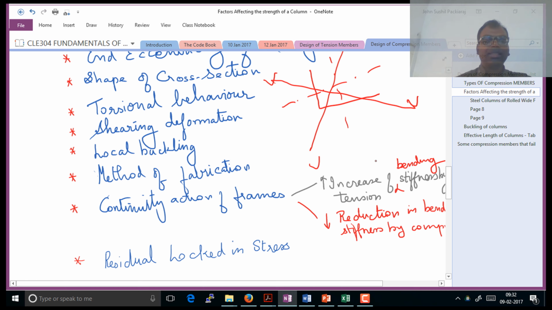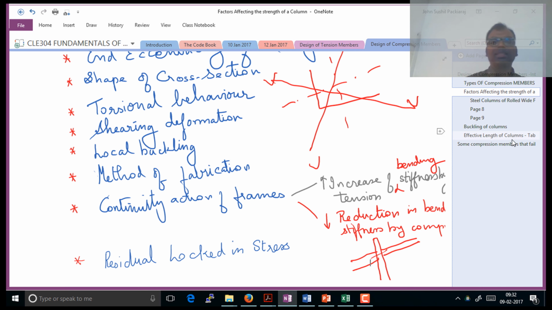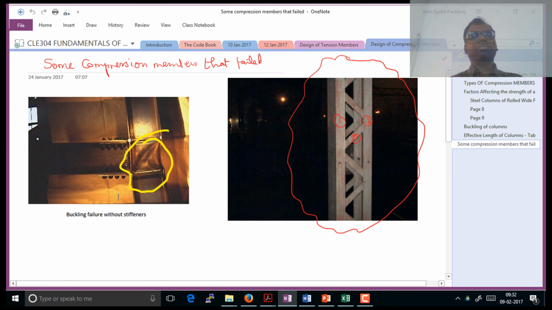Again, there's a continuity action of frames. It means although this is a column, now when I'm having an element framing into this, some tension comes probably from the bending moment and sometimes a compression. So typically something like this is going to happen. The frame causes a tension-compression action to take place locally, a tension-compression system locally forms at the place where the joint is.